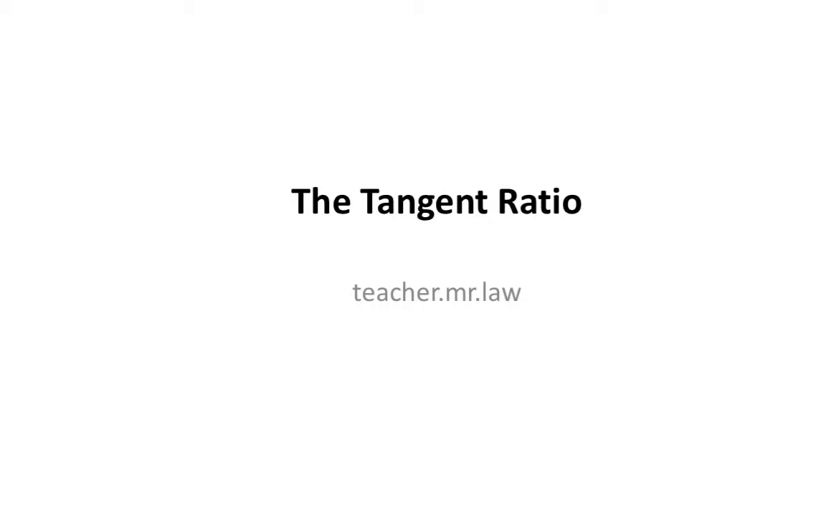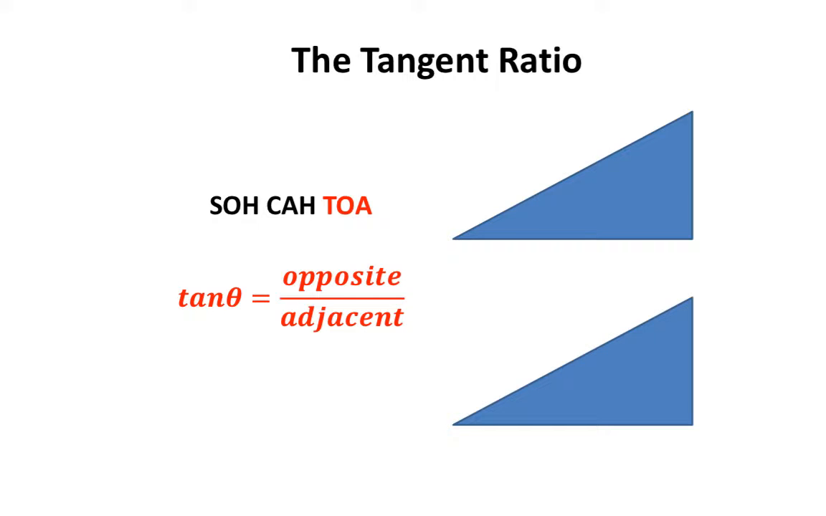In today's lesson, we'll be learning about the tangent ratio. There is a mnemonic that helps us remember the main trigonometric ratios, and that mnemonic is SOHCAHTOA. If you don't know, a mnemonic is a saying which helps you remember something more easily. The T in TOA represents tan theta.